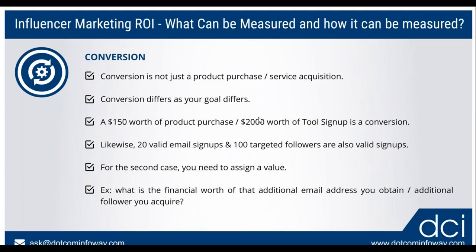In the second case, you need to assign a particular value for the cost of every email sign-up. For example, if you are aiming for 1,000 email subscribers during the campaign, and acquiring an email subscriber costs you about $10 from different channels, you need to assign that value to your conversion. So whether it's financially worth the additional emails that you obtain, or an additional follower that you acquired, that's how the ROI is measured.